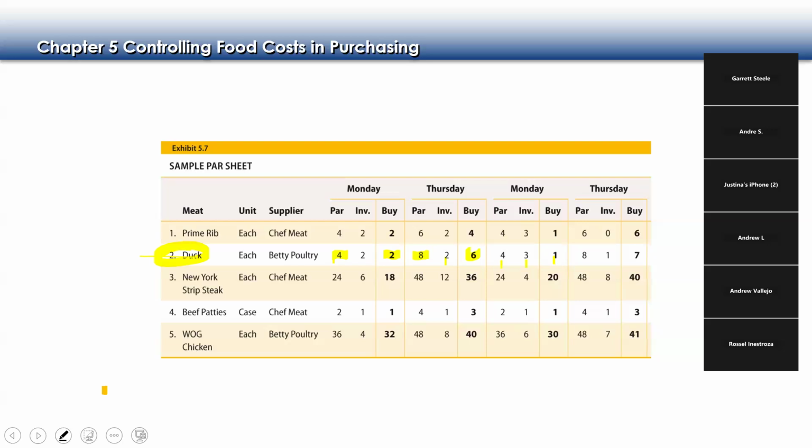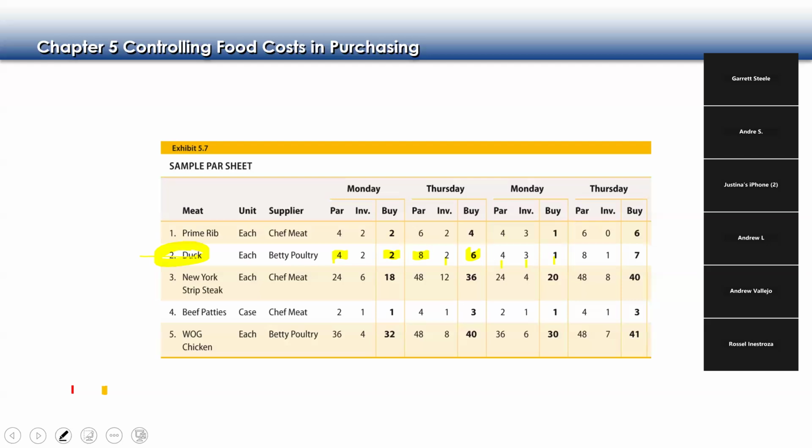If I ordered, let's just do this, I'm going to go a little bit off script, so bear with me for a moment. So obviously on Monday, if we ordered 2, excuse me, we had 4 on Monday, right? Never mind, I'm not going to go off script because it's going to confuse you because it's confusing me.